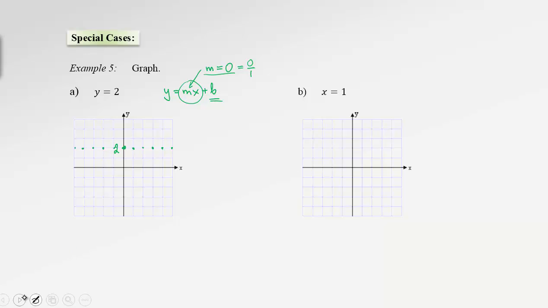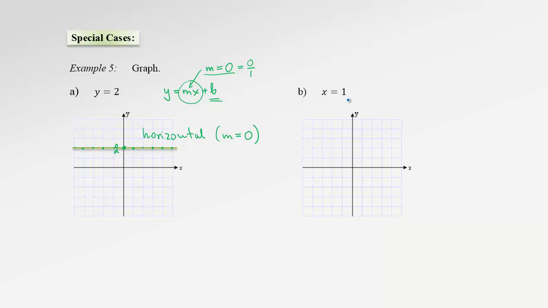So if we connect all these points, we have a horizontal line. So this kind of equation represents a horizontal line, and also we know that the slope of a horizontal line is equal to 0. Okay, let's check the second special case. In this equation, we don't have y at all. Can we rewrite this in a slope-intercept form? Well, no, because we can't even start. There's no y in this equation.